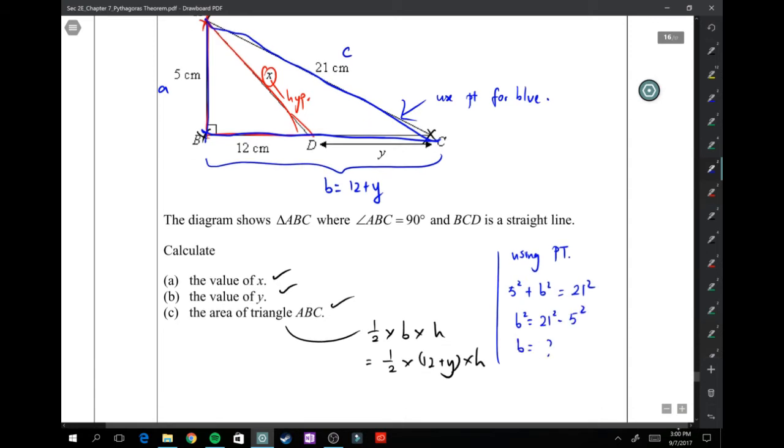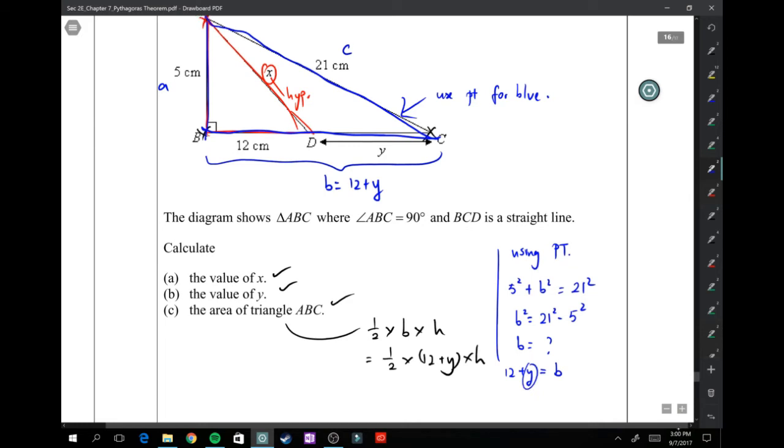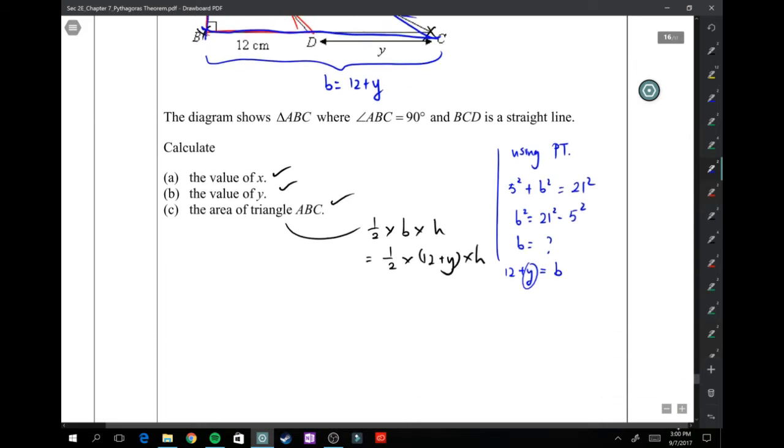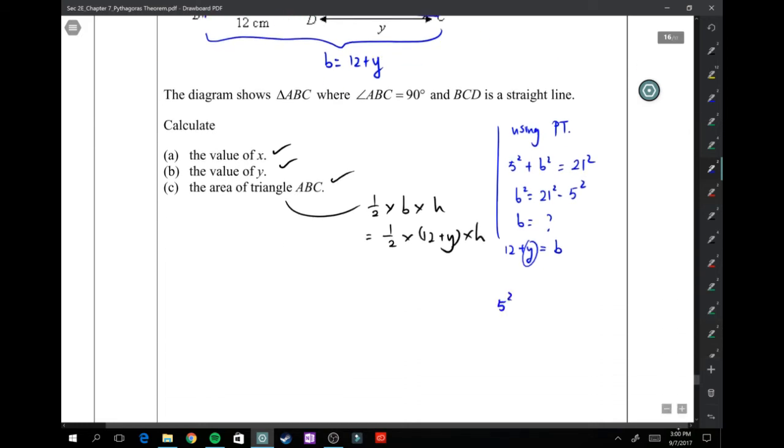So remember that 12 plus y will then equal b. Okay, and you can actually solve for y. It will be simpler because you don't need to use the umbrella method. If you sub it in from the start, you will realize that we have this, and then you might want to expand this, which will make everything very messy, which might give rise to careless mistakes. So my advice is to use this first.